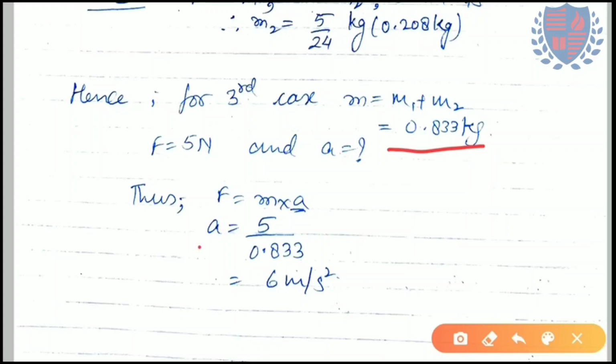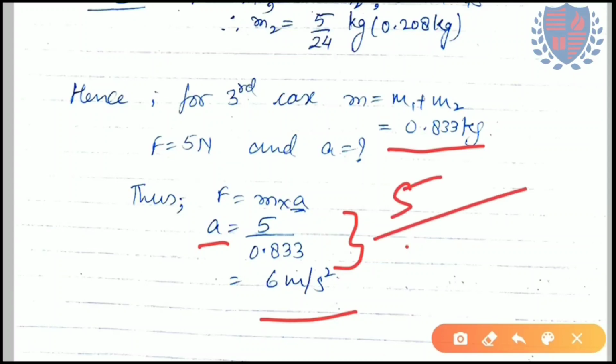In this case, acceleration will be 5 upon 0.833, that is 6. After solving, after removing the decimal, how will you remove the decimal?